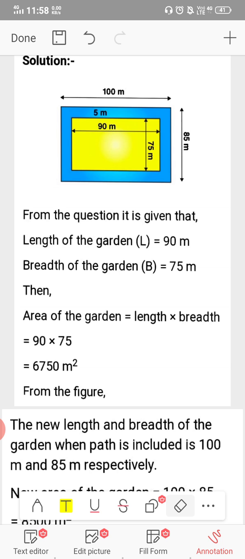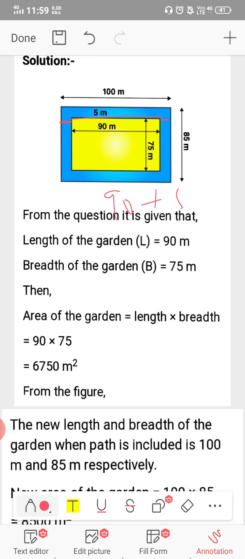So when we add 10 meter in 90, we will get 100 meters. This is 90, this is 5, and this is also 5. So it is 90 plus 5 plus 5, which will be equal to 100 meters. In that way we get it as 100 meters.